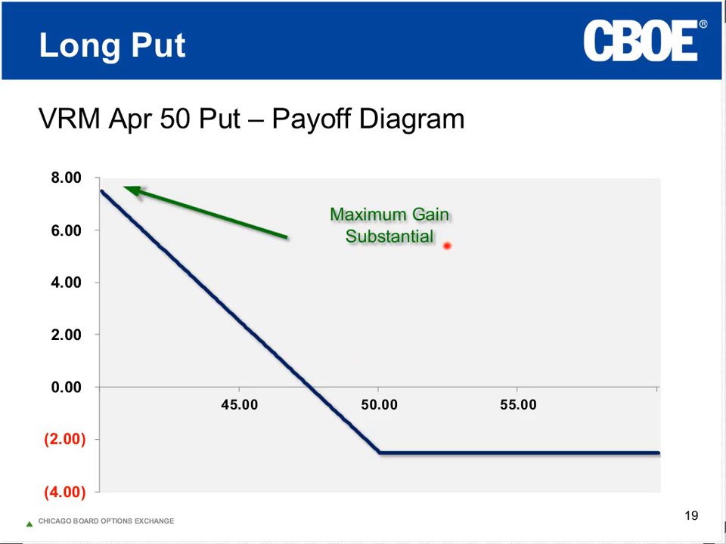The maximum gain is substantial. In fact, the maximum gain is actually $47.50. If the stock is at 0 at expiration, and we've got the right to sell something at 50, that's at 0. We've got $50 of value there, and we paid $2.50 for that option contract. I would say a $47.50 profit on a $2.50 investment, that qualifies as being substantial.